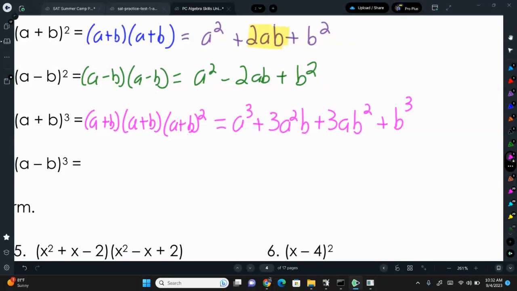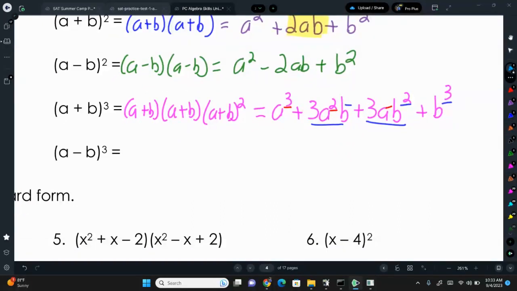So notice we have these two middle terms where the coefficients are both 3, and your exponent goes a squared b and then a to the first power b squared. One of the ways you can think about it is look at your exponent for a. 3, 2, invisible 1, no a, or a to the 0 power, which is 1. Your exponent for b. 3, 2, invisible 1, 0. And then b to the 0 power is 1.